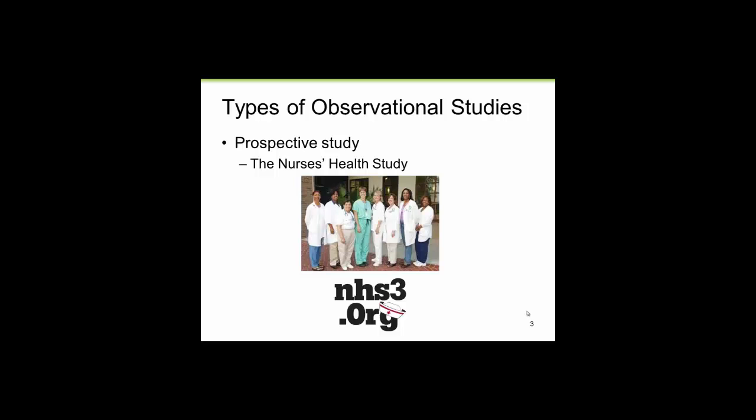There are two types of observational studies we'll look at in this chapter. The first one is a prospective study. Now, this is the type of study where, again, researchers select a group of individuals they want to look at and follow them over time. One famous example of this is the Nurses' Health Study. In this study, groups of nurses have been followed for many, many years to see how various factors, including smoking, hormone levels, and exercise, affect their long-term health.